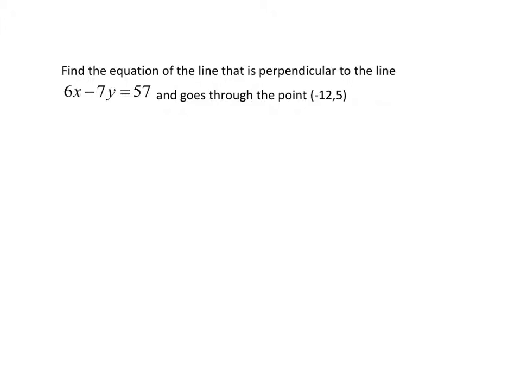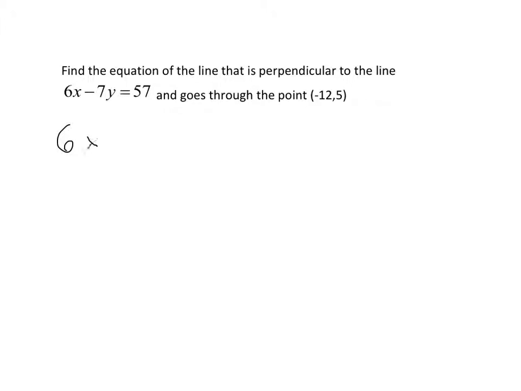If I give you a line like 6x minus 7y equals 57, and I want a line that's perpendicular to it, what I would do is find the slope, so put it in slope-intercept form and see what the slope is, and take the opposite reciprocal. That's fine. But I also wanted to go through this point, so that means I have to do some of the procedures we learned in the last section. So let's go through all the steps.